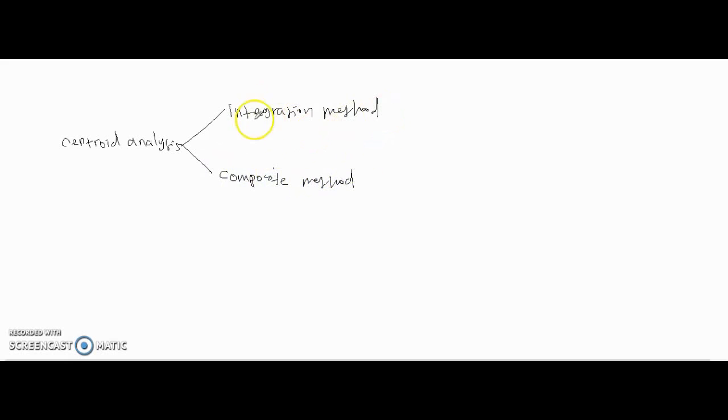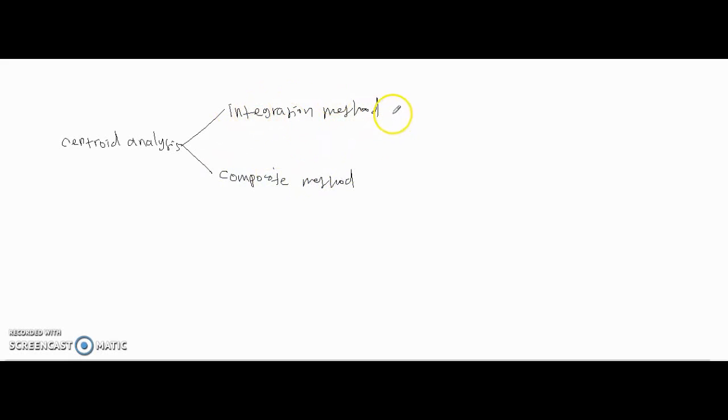Talking about centroid analysis, we basically have two types of analysis. Centroid analysis can be divided into two types. The first one is the integration method, and the second one is the composite method. The integration method we already learned previously.